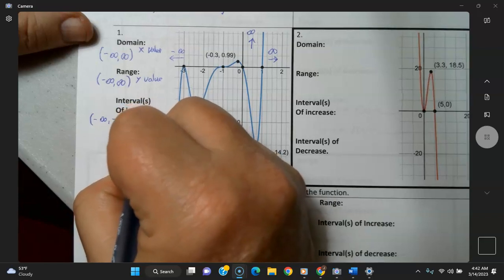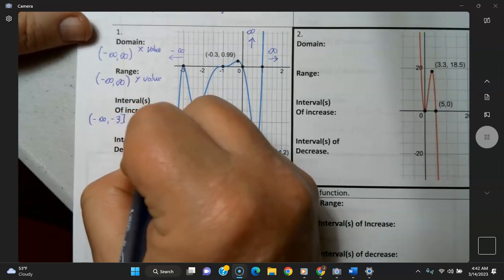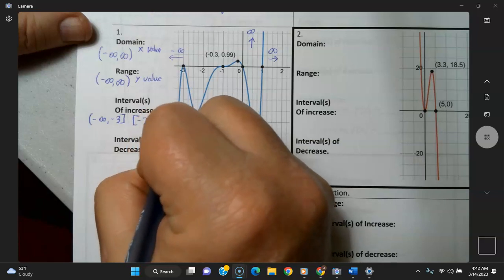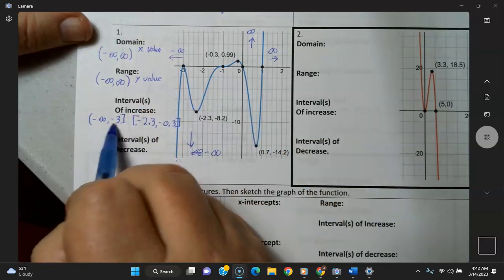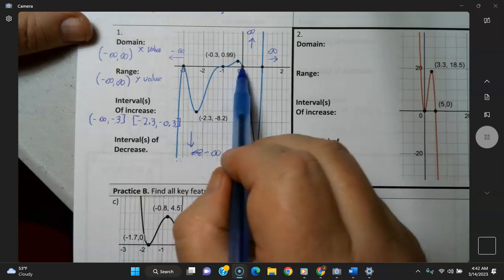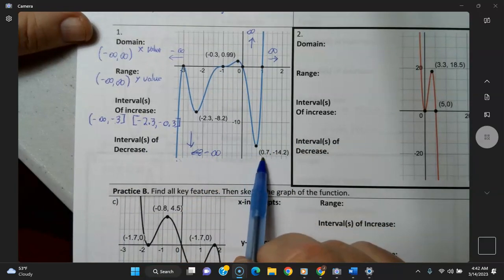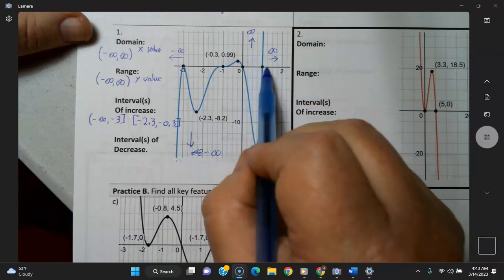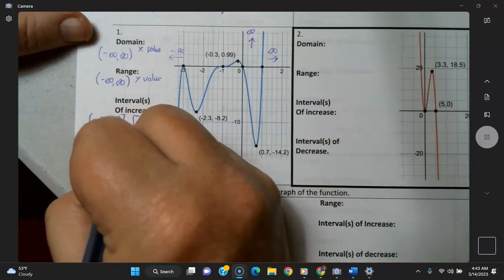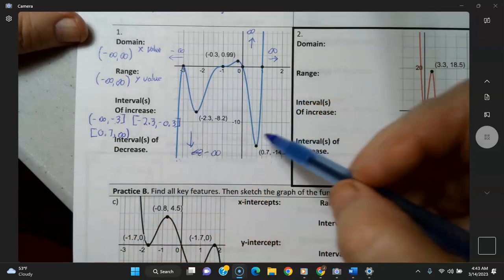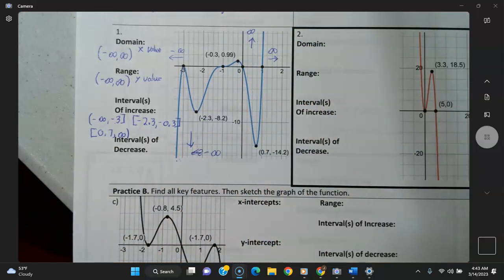So -2.3 to -0.3. Again, those are both x coordinates. All of these are x coordinates. The last interval of increase starts from here, at 0.7, and goes until infinity. Those are interval of increase number 1, number 2, and number 3.